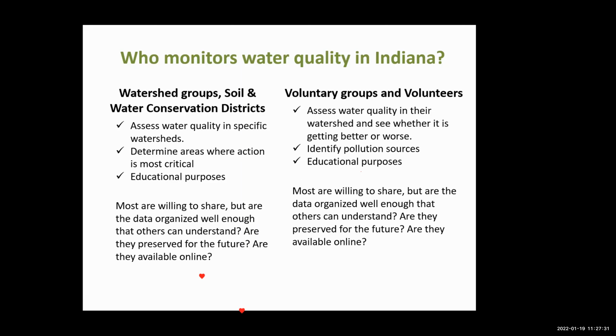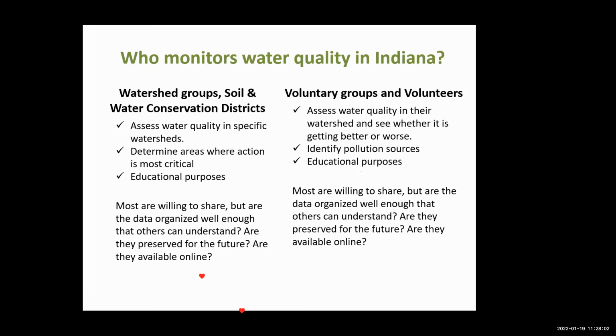And then finally, there are watershed groups like many of you are involved in, and soil and water conservation districts. Here again, people are doing very different things. They may be assessing water quality, and their purpose may be the kinds of things that we just listed, such as education. I would assume that most are willing to share the data, but are the data organized well enough that others can understand? That's a challenge and something we all need to be working on.